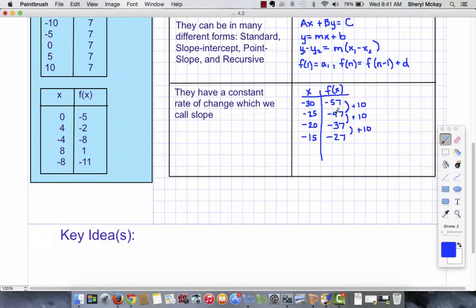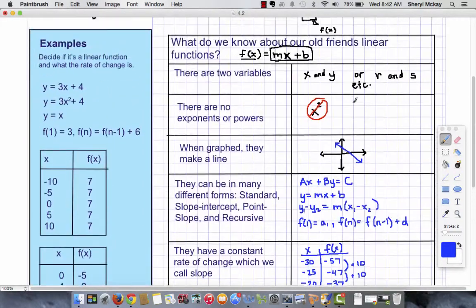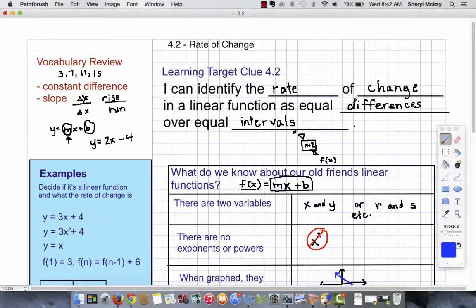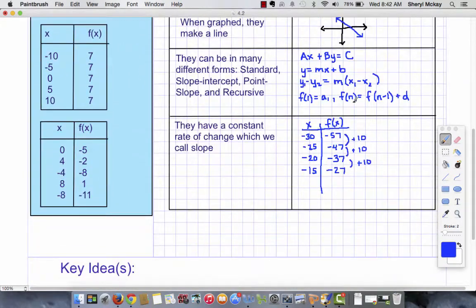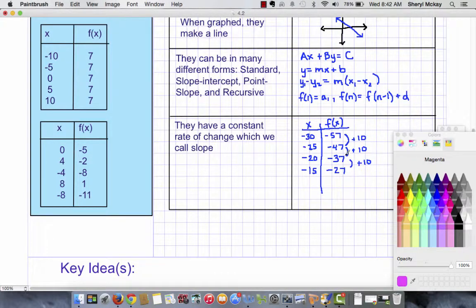But there's more to it. If I go back up here to my learning target, it says equal differences over equal intervals. So that just basically means the difference from one term to the next term in the y category, or the f of x, over the intervals from the x terms. So this would be negative 30 to negative 25 is plus 5. And this is plus 5. And this is plus 5.